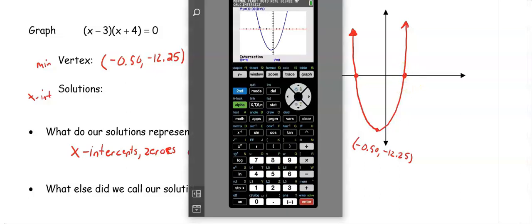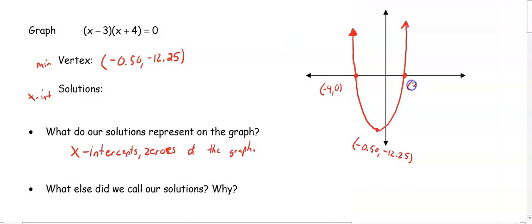And we're going to do it again for our second point. Second, trace 5, move to the right, enter 3 times, and that's going to be 3, 0. So our solutions are negative 4, 0, and 3, 0. So the zeros represent the x-intercepts or the zeros of the graph. We can also call them our x-intercepts or our zeros.